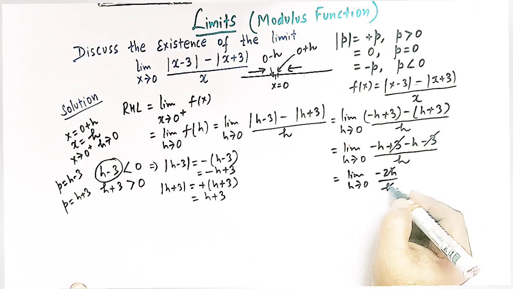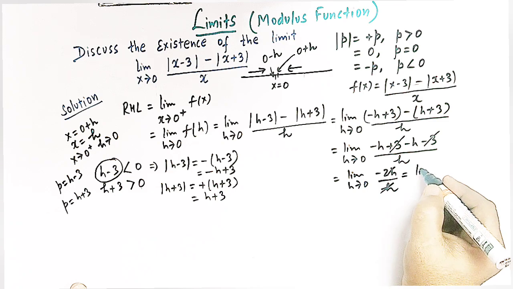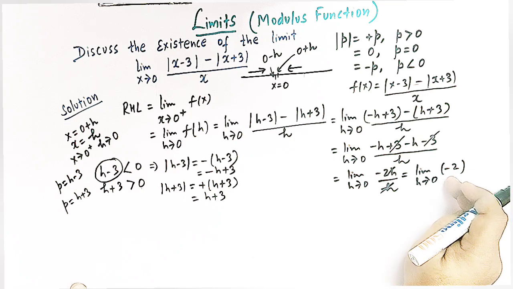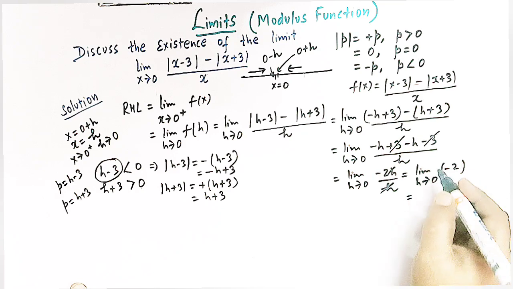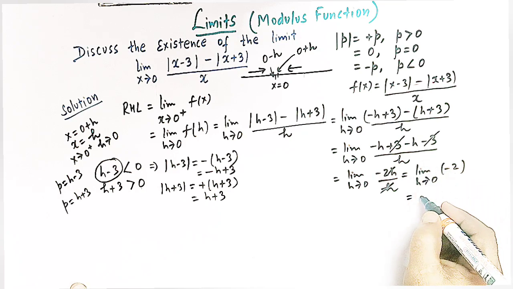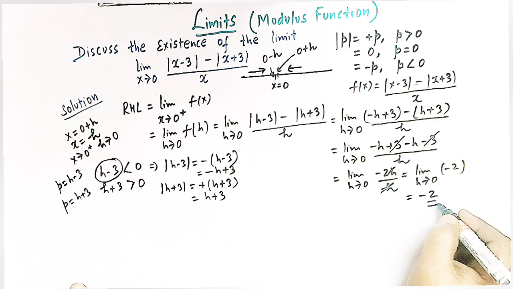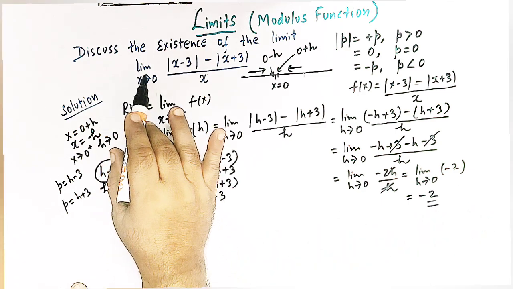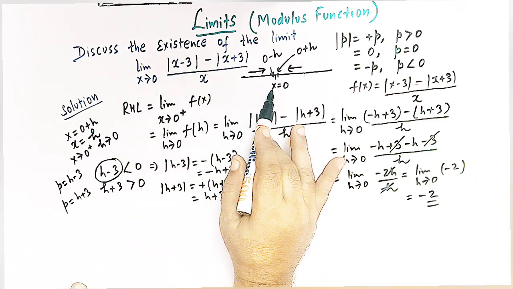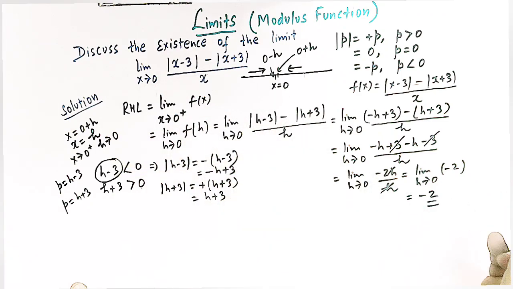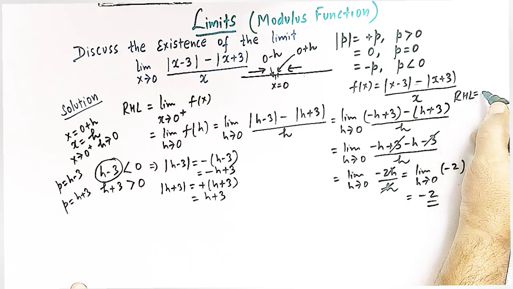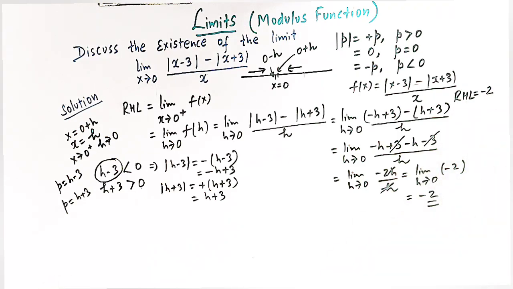Now this h and this h get cancelled, so we have limit h tends to 0 of minus 2. Now this quantity is independent of h, so we can omit this limit notation. So we have simply minus 2, right? So the right hand limit of this function when x approaches 0 is given by minus 2. So here we can write the right hand limit, that is minus 2.